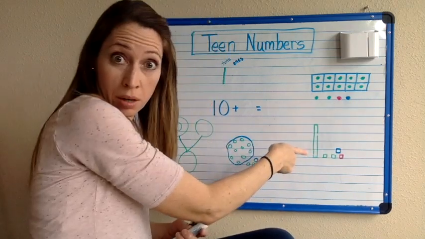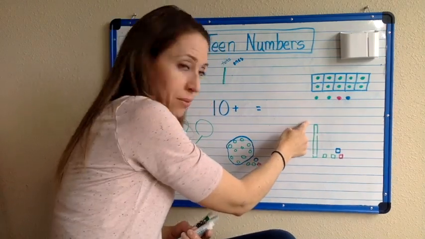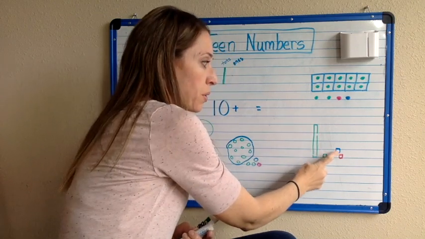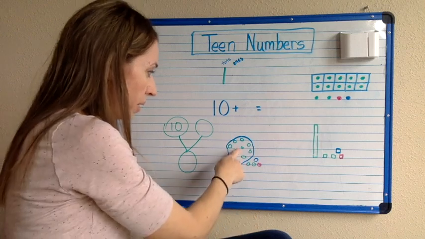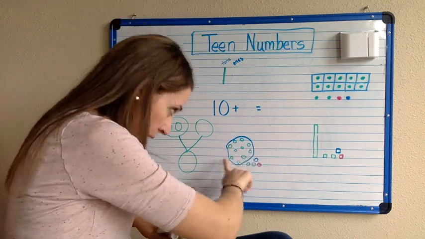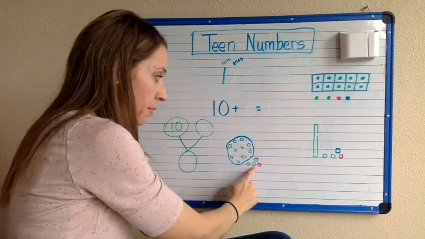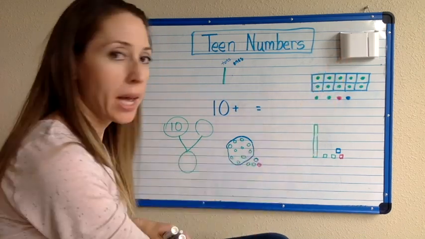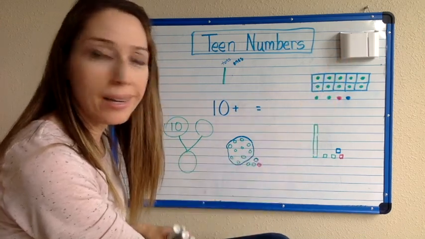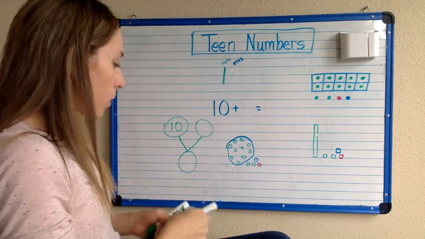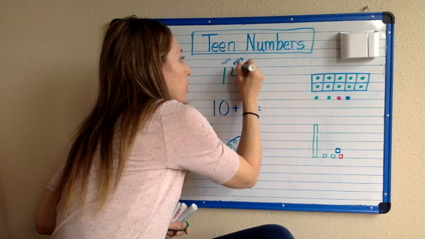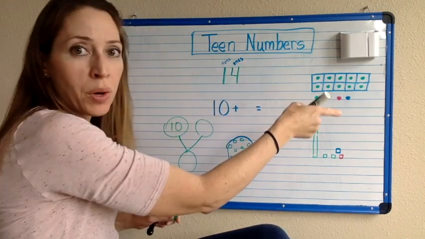What about down here? What do we have there? We have a rod of 10, right? 10, 11, 12, 13, 14. What about here? I have 10, 11, 12, 13, 14. I added one more and I got 14. So 14 is what my total is.